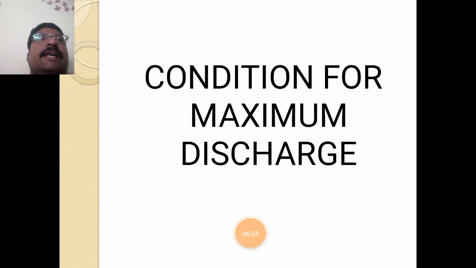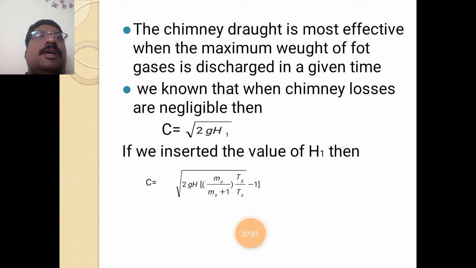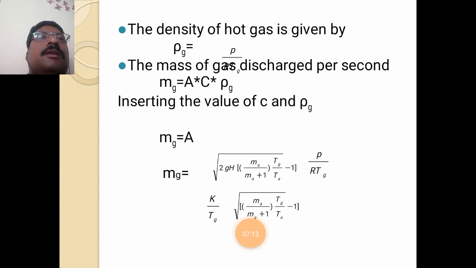So what is the condition for maximum discharge? Here we know the velocity is equal to square root of 2g H1. In place of H1, we substitute H into Ma by (Ma plus 1) into (Tg by Ta minus 1) into 353. The density rho g can be taken as p by (R into Tg), and mg can be taken as A into C into rho g. If we substitute all these values in the above equation, we can determine the mass of gas as K by Tg into square root of (Ma by (Ma plus 1)) and (Tg by Ta minus 1).